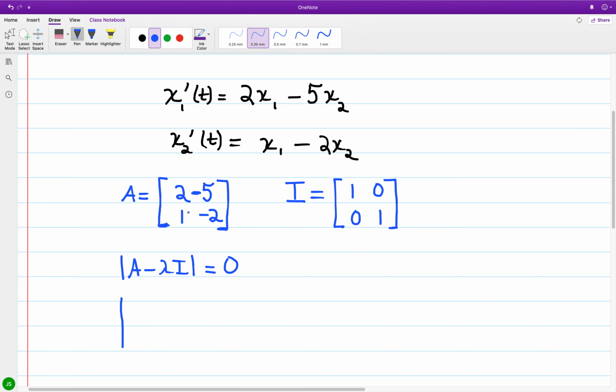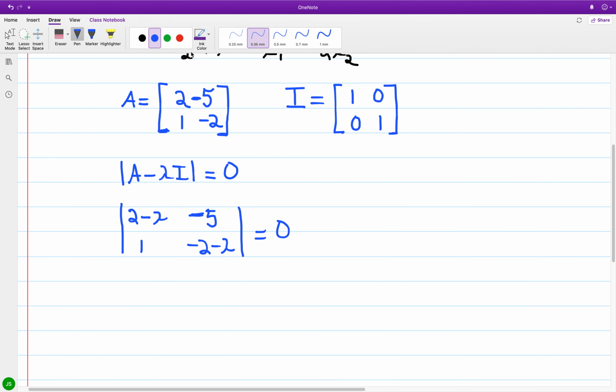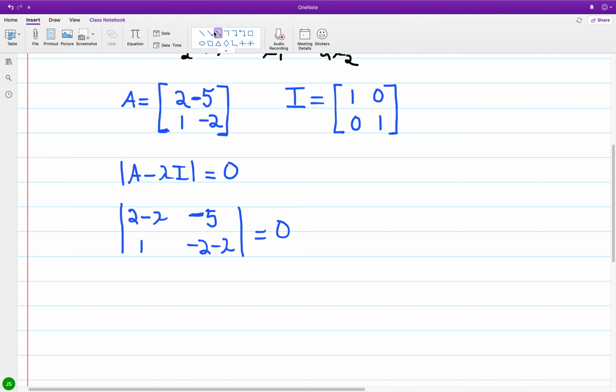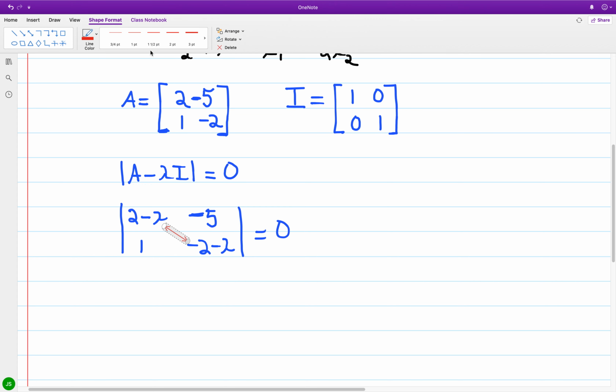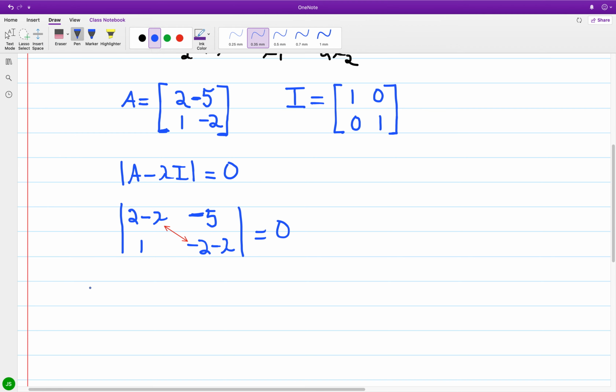So if we have for A minus lambda I, we have 2 minus lambda, and 1 minus lambda times 0, so that's going to be 1, and we have -5, and we have -2 minus lambda. And again just taking the diagonals, first diagonal upper left, lower right, taking the products.